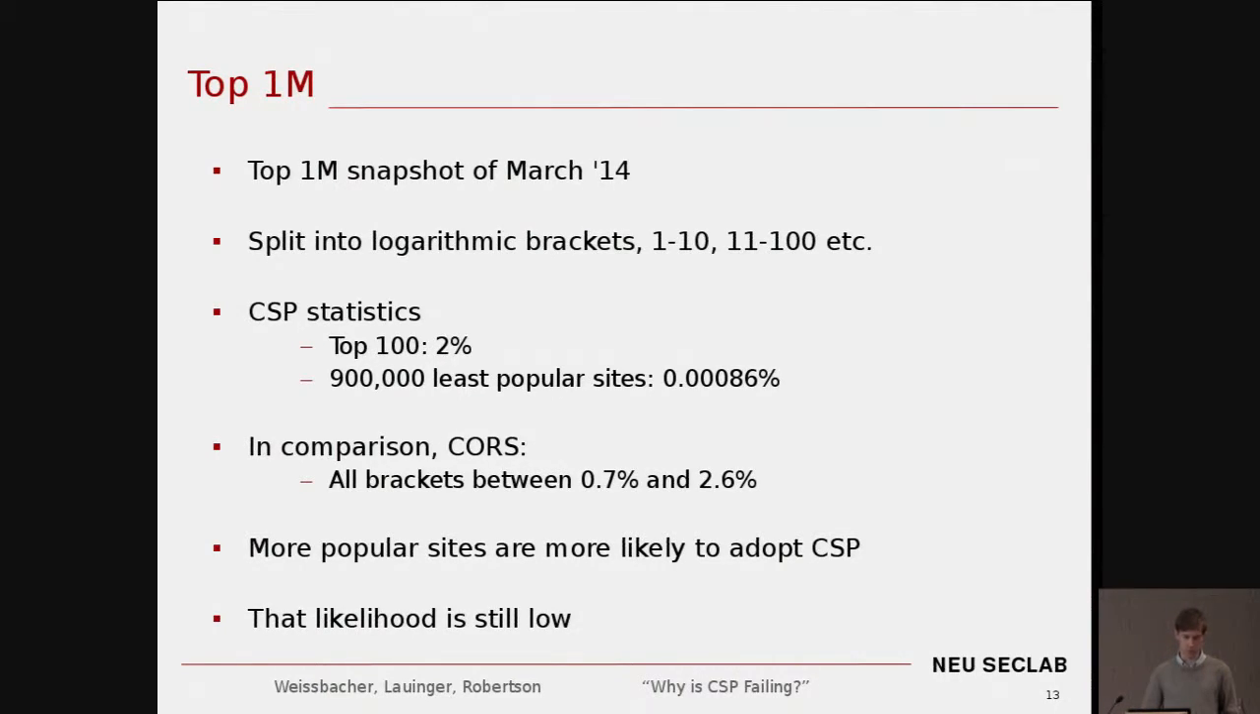So this was pretty flat and even. So what does it mean? More popular sites are more likely to adopt CSP, but this likelihood is still low. So 2 out of the top 100 was pretty much the best bracket that we saw.